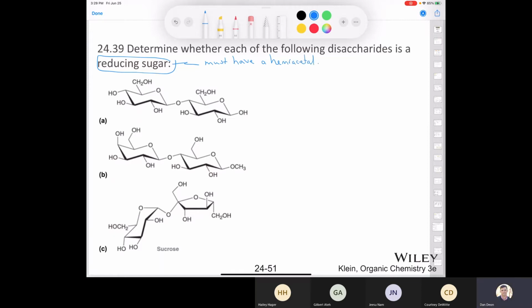Would A be a reducing sugar? Does it have a hemiacetal? Absolutely, Jisoo. Yes, 100%, right? This carbon has a hydroxyl and an ether on it, so the answer is yes.